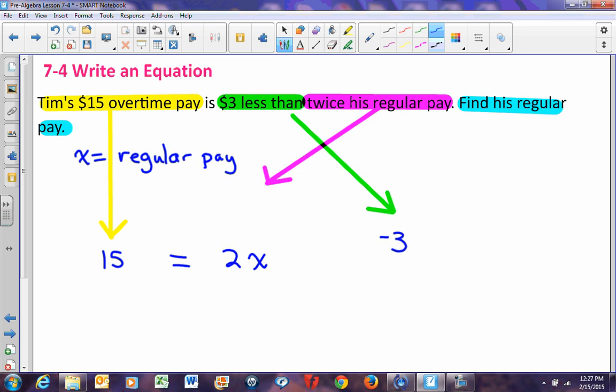So we have this big drawn out equation: 15 equals 2x minus 3. So I can rewrite that nice and shorter. 15 equals 2x minus 3. Where all those parts of the equation came from is why I use all these highlighted colors. $15 of overtime pay means 15 equals, $3 less than, which means something else had to come first, twice his regular pay. Well, his regular pay is x. Twice that would be 2x. So 15 equals 2x minus 3.